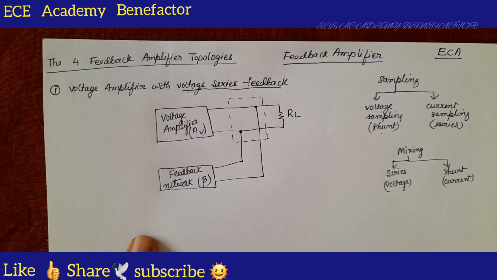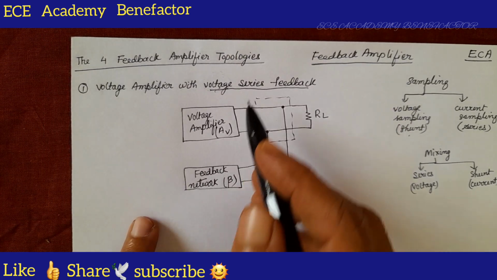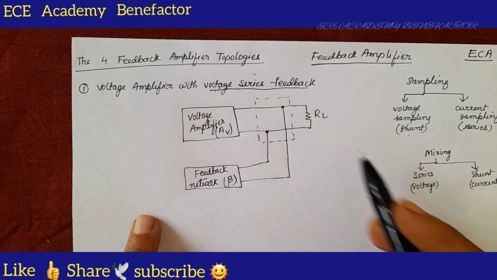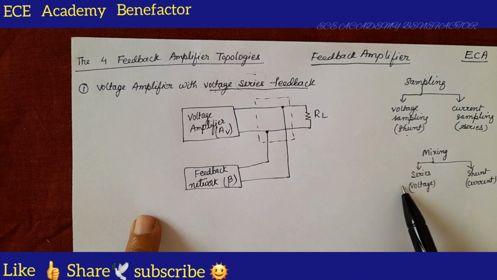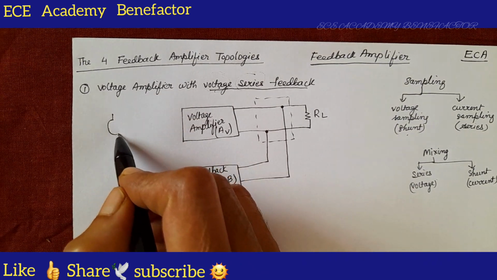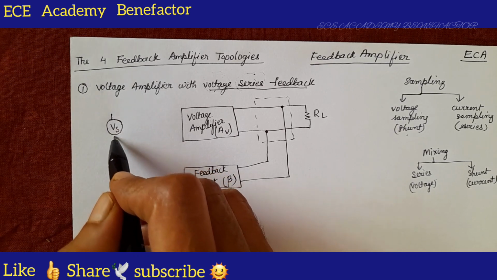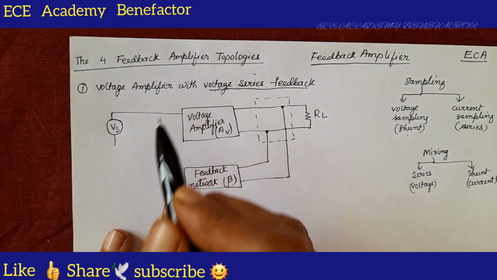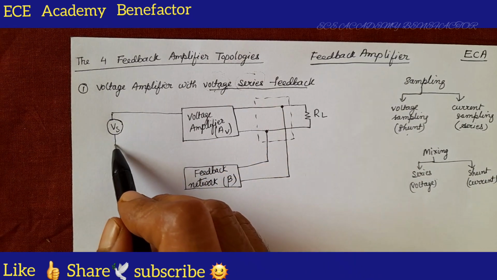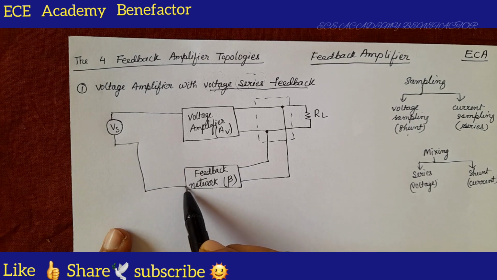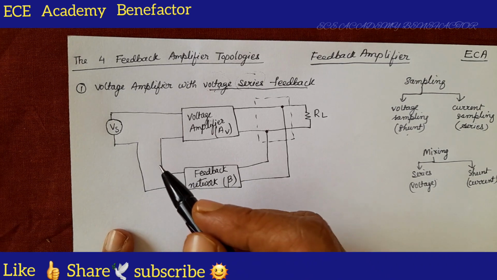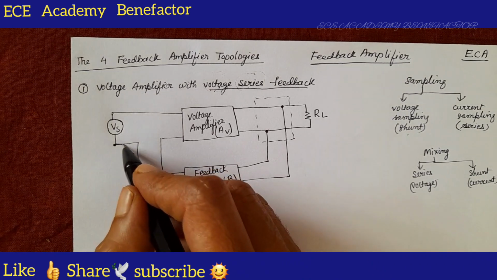Now at the input side, we need to do series mixing. The second word tells about mixing. What is series mixing? A voltage source is to be placed and the connection is series. So we place a voltage source Vs at the input side. And how is this connection at the input side? It is series connection, like this. So this is series mixing.